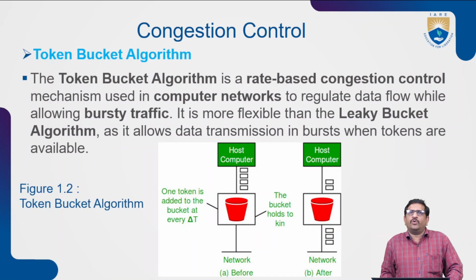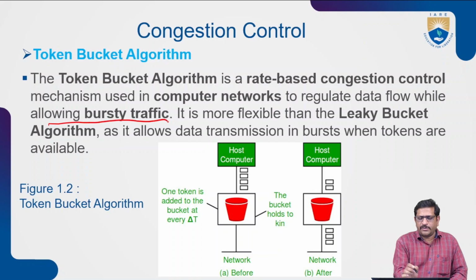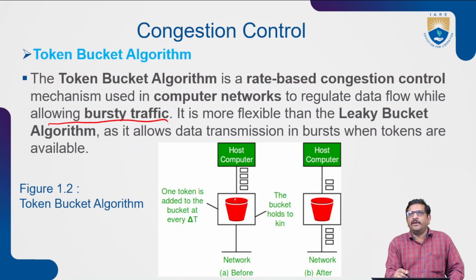Token bucket algorithm. The token bucket algorithm is a rate-based congestion control mechanism. It provides a regular data flow while allowing burst traffic. Now the data is flowing. If it is full, the data will be overloaded.